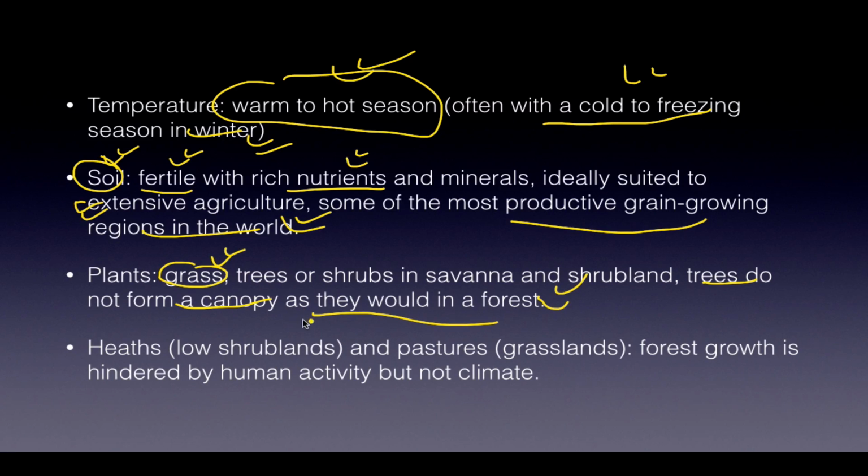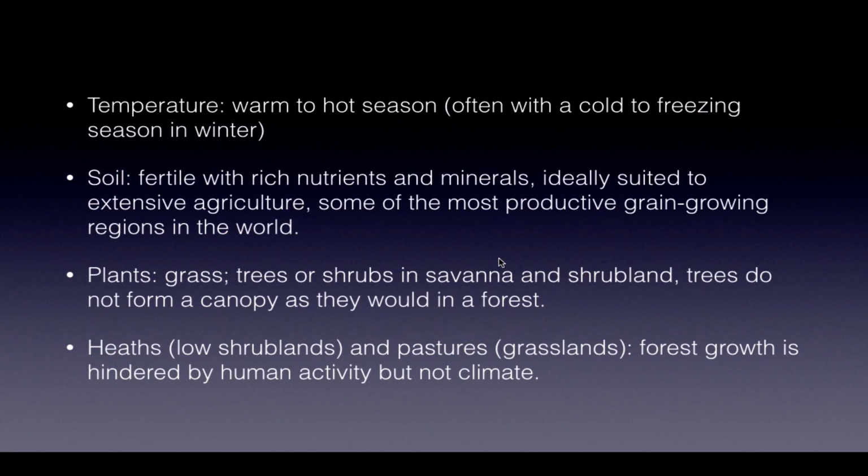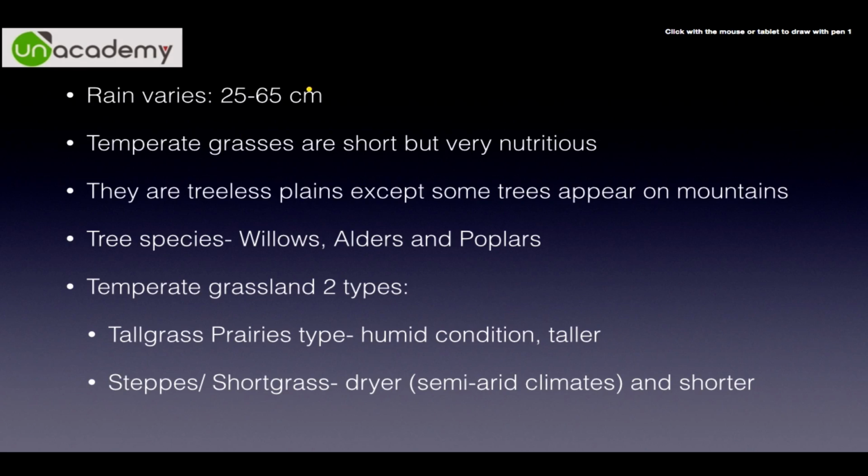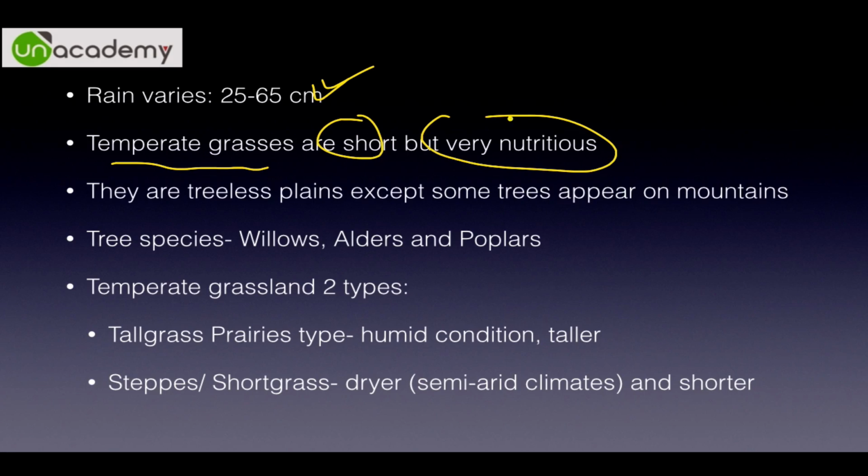Finally, forest growth is hindered by human activity because of the formation of heaths, which are low shrublands, or pastures, which are grasslands, so it is more known for its commercial activities. The rain is very little, but temperate grasses are short and very nutritious, so they support a huge cattle population, as seen in New Zealand. It is one of the highest cattle to population ratio countries, and they are treeless plains except for some trees like willows, alders, and poplars.